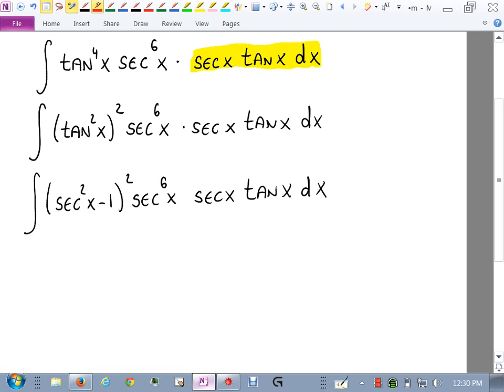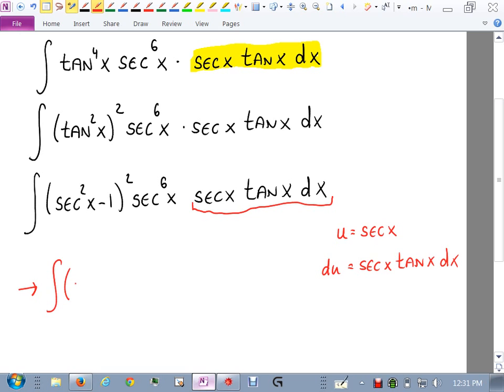So remember where we're breaking this off, right? This is where we're going to break it off. That's our du right there, isn't it? What's u? Secant x. What's du? Secant x tangent x dx. Rewriting the integral then, u squared minus 1, squared, u to the 6th du.